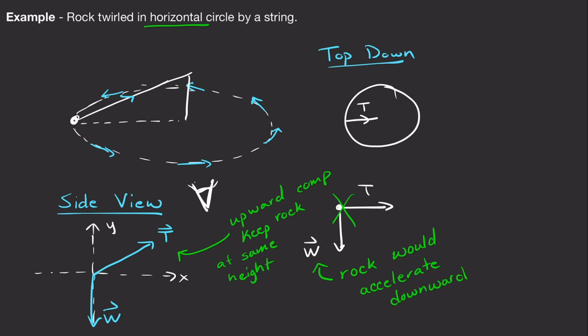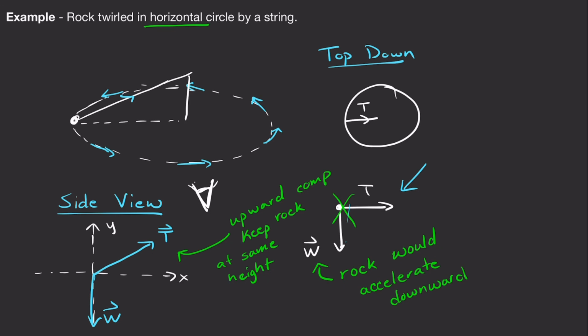Okay, so this is just a little bit of analysis. If you look at this, the tension is keeping it going in a circle, but you need some component of the tension that's up to cancel out this y component of the weight. Otherwise, your rock is just going to accelerate downwards as it's going in a circle.